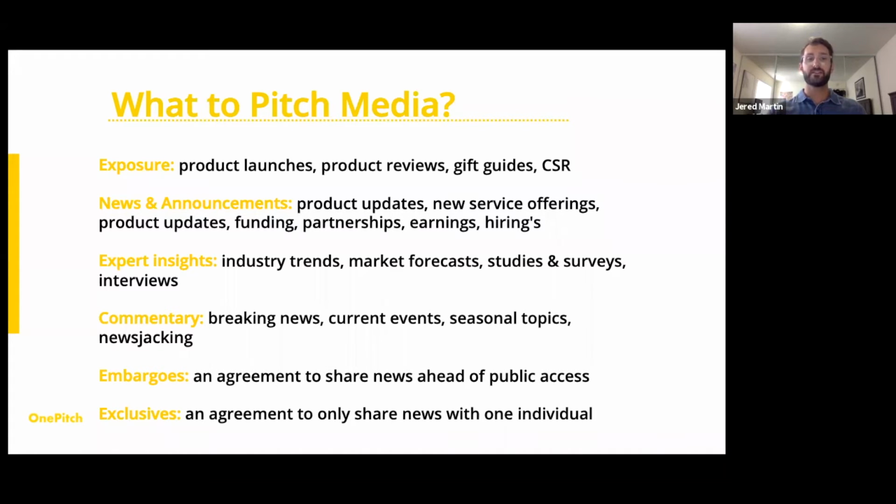Keep going down the list. We have expert insights and commentary. Those tend to be a little bit similar, but they're a little bit different, again, in how they're conducted. Expert insights a lot of times revolve around trends. That could be industry trends. It could be forecasts for what's going to happen next year. It could be a reflection of what we thought was going to happen this year versus what did happen.